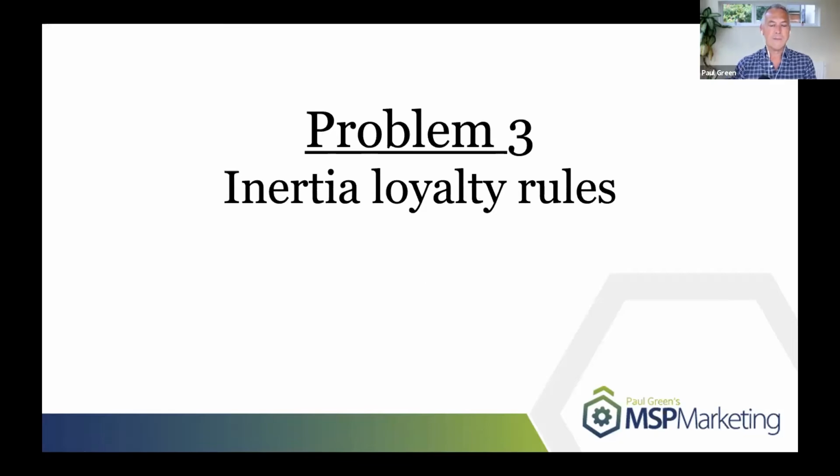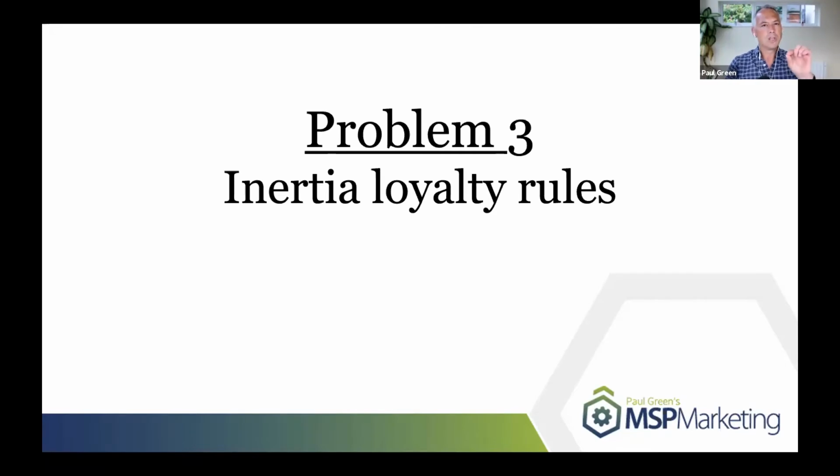Now, problem number 3 is that inertia loyalty rules. Inertia loyalty is a bit of a double-edged sword for you. What is inertia loyalty? It's when you stay somewhere because it seems easier to stay than it is to move on, or it seems safer to stay. Inertia loyalty helps you out massively. You have awesome retention, right?